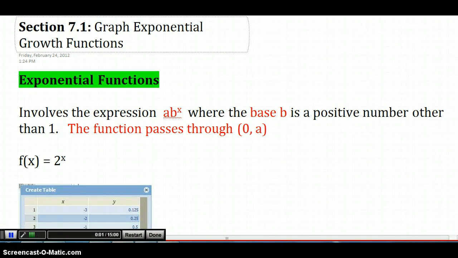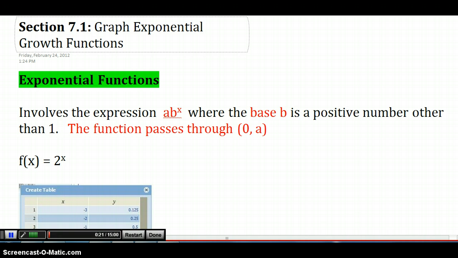Chapter 7 is all about exponential functions, and in the first section, 7.1, you're going to learn about graphing exponential growth functions. There are growth functions and decay functions. This first section is about growth functions. The second section, 7.2, you'll be learning about how decay functions work.